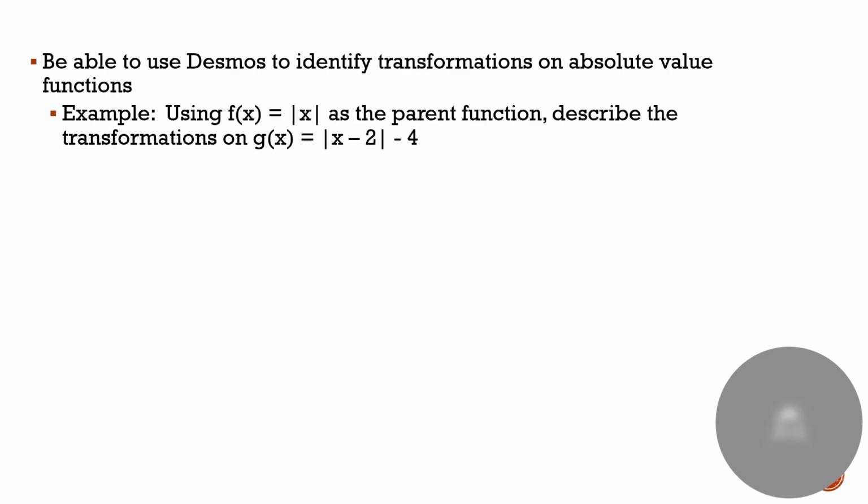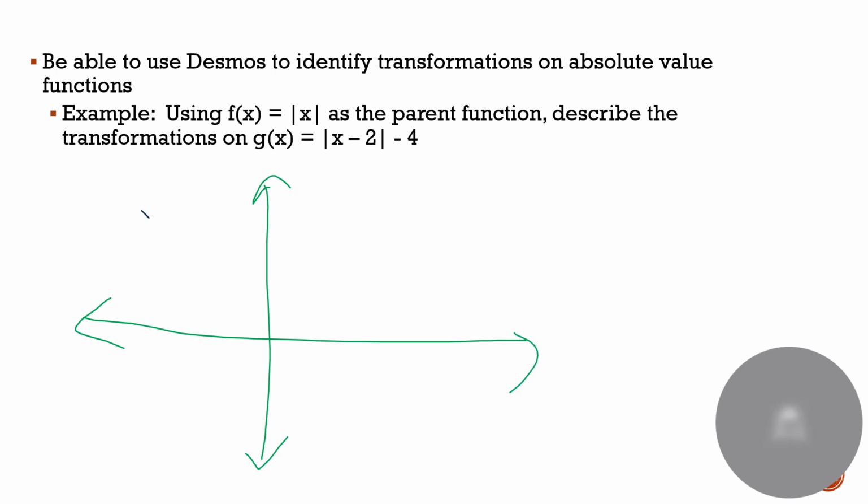Be able to use Desmos to identify transformations on absolute value functions. Example, like using f of x is equal to the absolute value of x as the parent function. Remember, the parent function is the simplest function in a group of functions. Describe the transformations. What I would expect you to do is open up Desmos and graph the parent function. Okay, something like that. And then you would graph the next function.